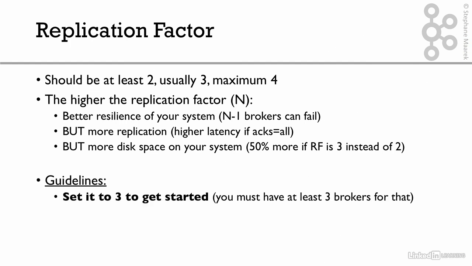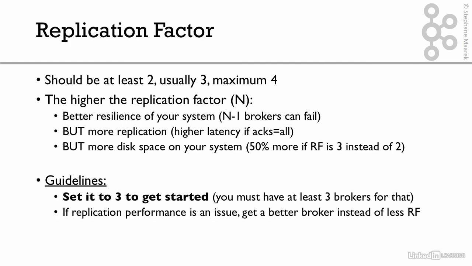So overall, I think it's fine. My guideline is to start at 3 to get started, and you need to at least have 3 brokers for that, but I don't recommend any Kafka cluster to have less than 3 brokers. So set your replication factor to 3 to get started and move on. If replication factor gets an issue, like the performance degrades, I would say get a better broker. Never compromise your replication factor. Always get better machines if performance gets an issue.